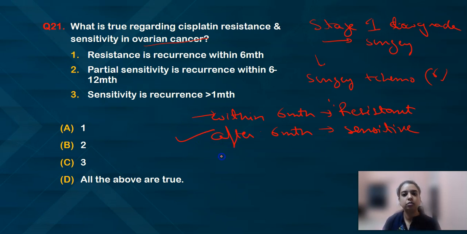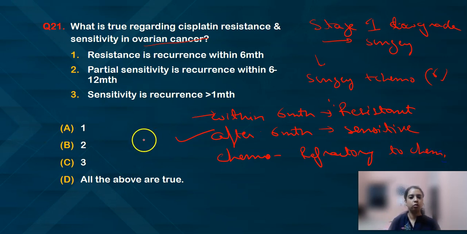In case the patient is not responding while being on chemo, it is called refractory to chemo. Okay, in the whole of Novak, there's nothing like partially sensitive. They use 3 terms: resistant, sensitive and refractory. So resistance is recurrence within 6 months, true. Within 6 months, it means it is resistant. So this is right. Partial sensitivity is recurrence in 6 to 12 months, no, it's not true. Sensitivity is occurrence after 1 month, no, it is after 6 months. If the relapse occurs after that, it is sensitive. Okay, so answer is only 1, right?